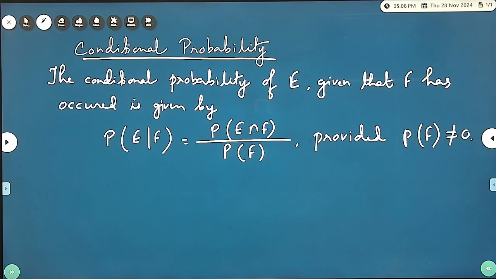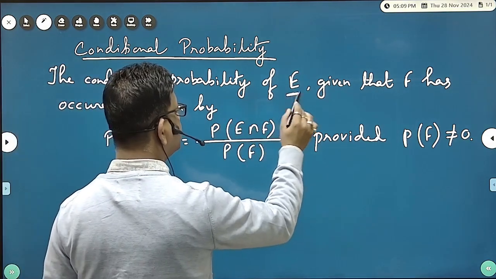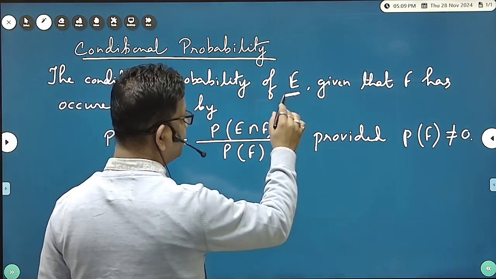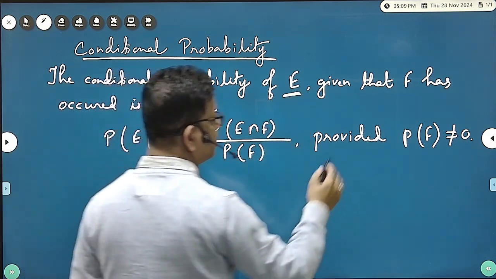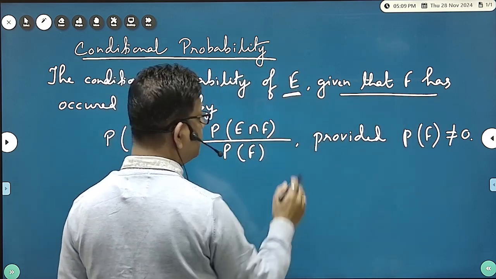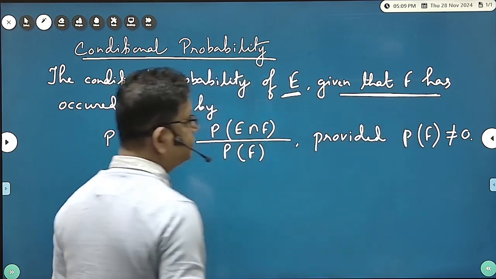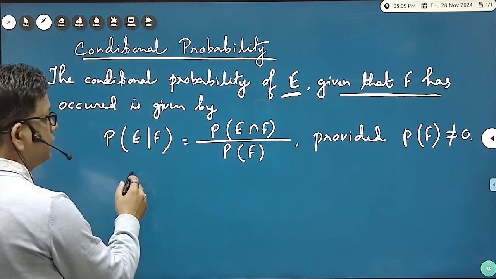Can I start? In the last class we were trying to find the probability of a certain event. But now, along with the event, we will also have a condition. We will have a given condition, and based on this condition we have to find the probability.